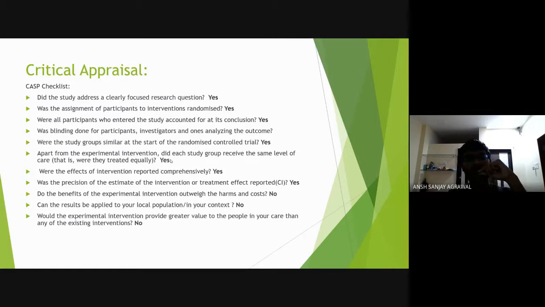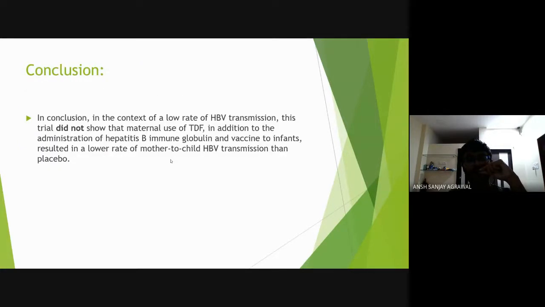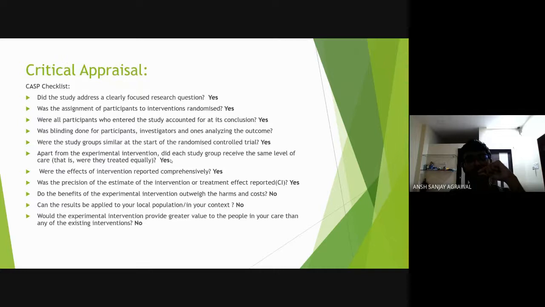So coming to the critical appraisal, there's one more point which must have popped into some of your minds, because according to WHO guidelines, we do give TDF in pregnant hepatitis B infected mothers. So why am I talking about this trial? There's one more point I would like to highlight in the CASP checklist.